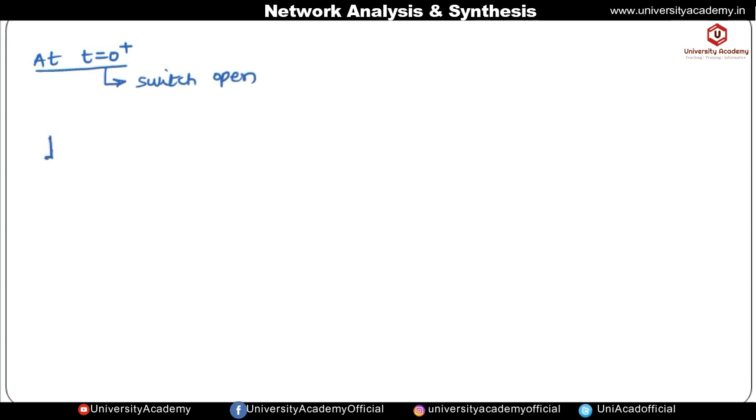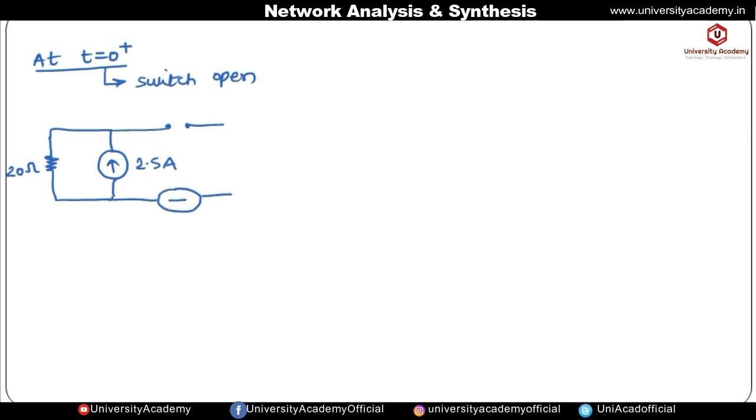Here we are having a 20 ohm resistance. Okay, so this is 20 ohm. It is connected in parallel with a current source of value 2.5 ampere. Now at t equal to 0 positive, our switch will be open. Now this inductor will be replaced by a current source, and the direction of the current source will remain the previous direction, the direction in which current was flowing through the inductor, because the inductor will not allow a sudden change in current.